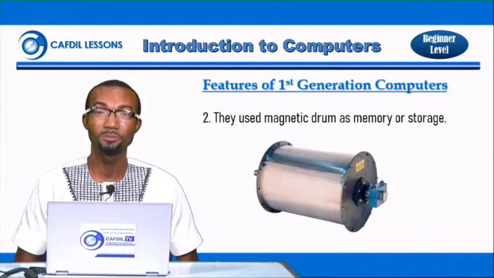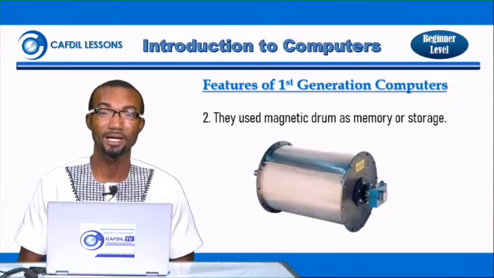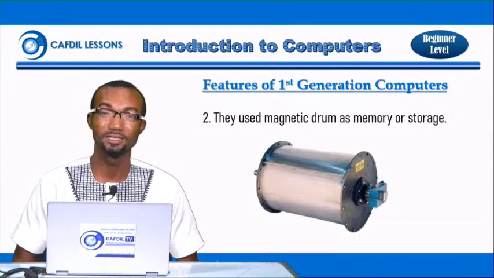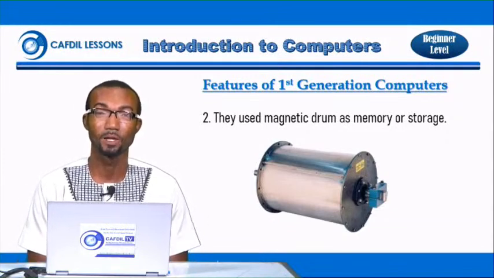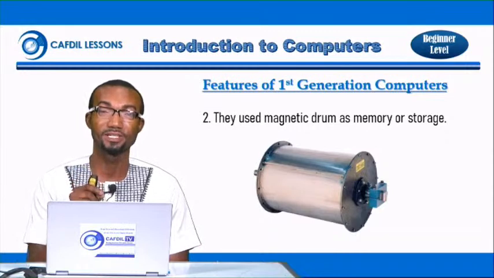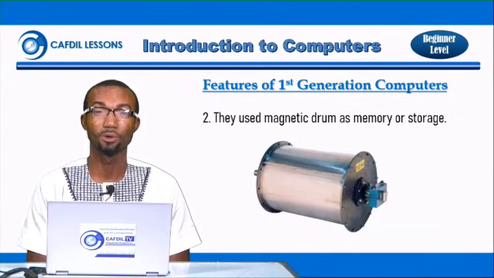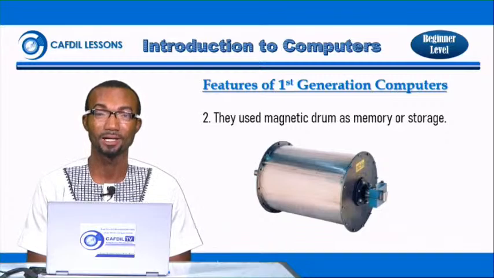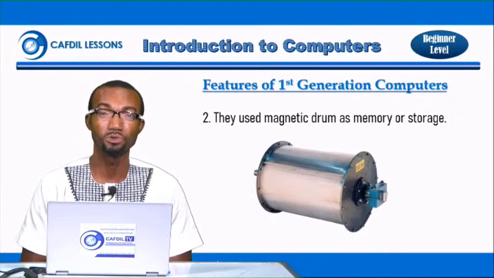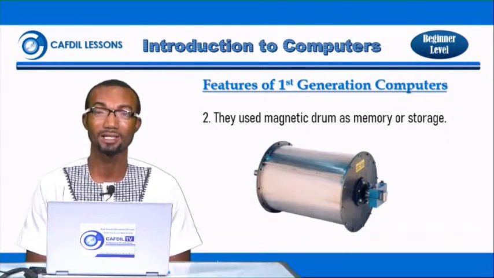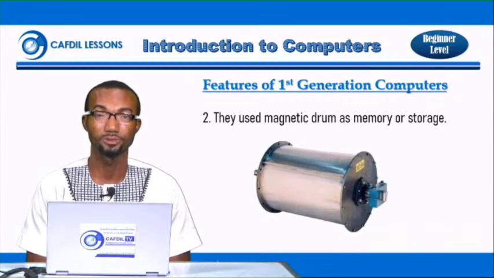So this was the storage media or the memory for first generation computers. Today, you have come to meet pen drives, memory cards, CDs, DVDs, and the rest. But during the first generation, when computers started, this was the memory or the storage device used. They were called magnetic drum, as you see on the screen. So first generation computers used magnetic drum as memory or storage.